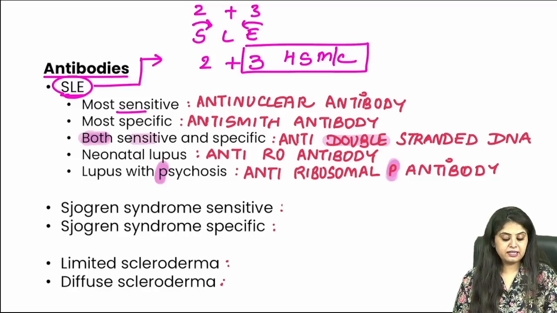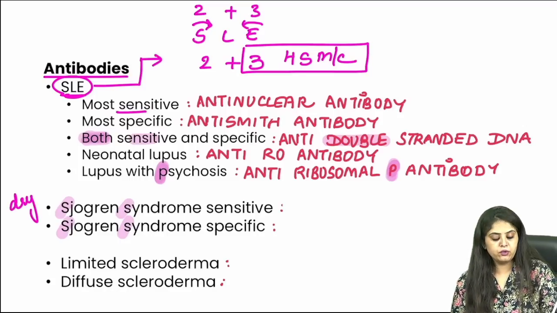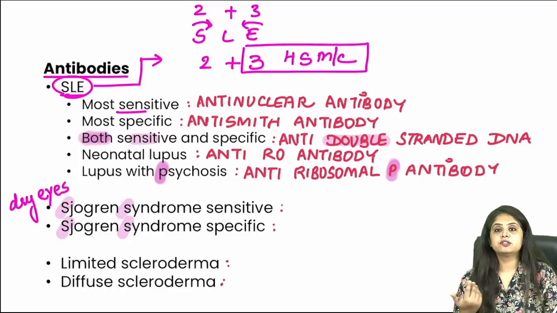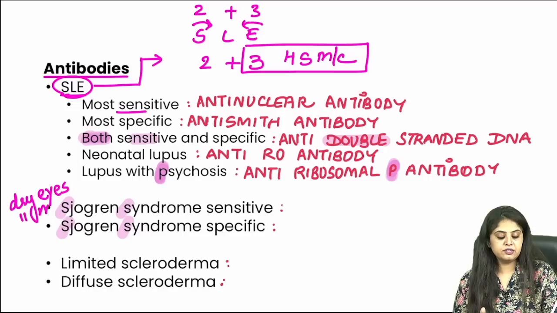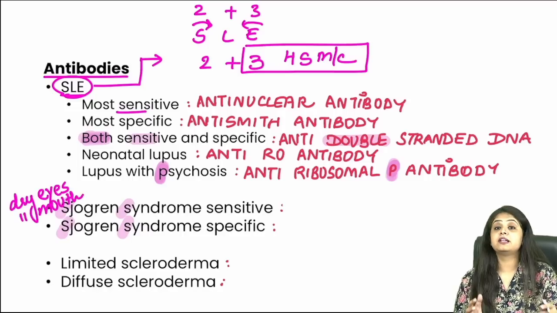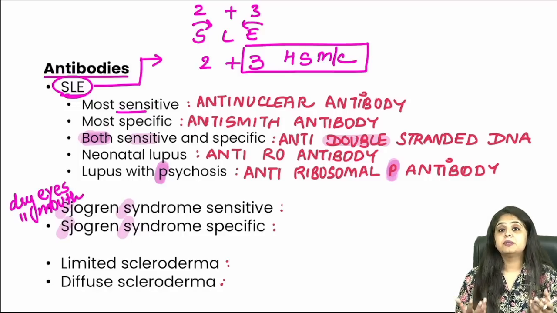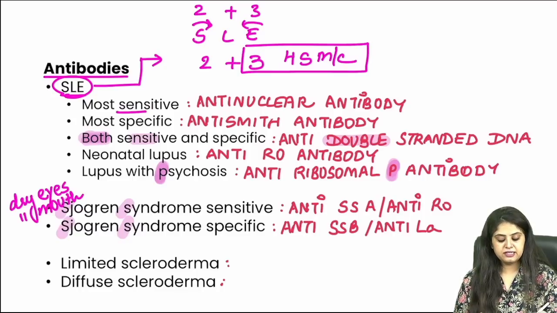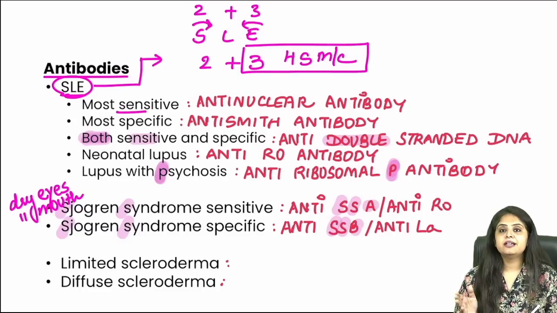Moving on to the next, and that is Sjogren syndrome. We write SS. So the antibodies are also SS. I hope you remember clinically these patients are going to present as dry eyes because the lacrimal glands have stopped working, and the dry mouth because the parotid or the salivary glands have also been attacked. But attacked by which antibodies? That is anti-SSA and anti-SSB. SSA is sensitive, SSB is specific, and they're also known as Ro-La antibodies. So Ro is sensitive and La is specific.